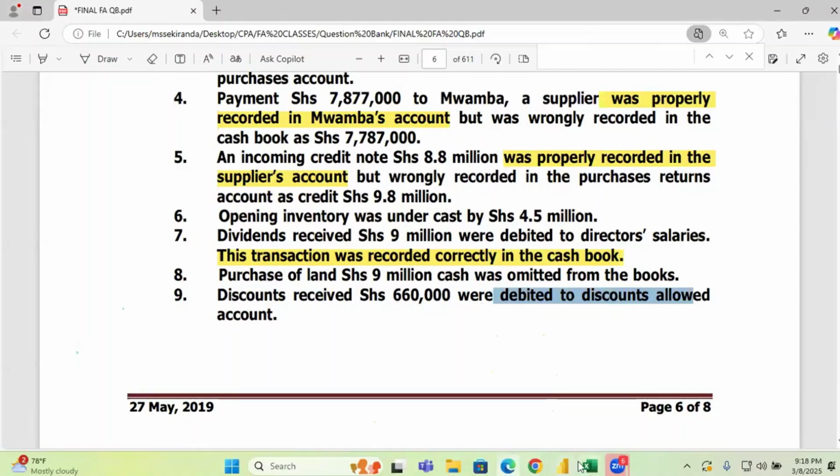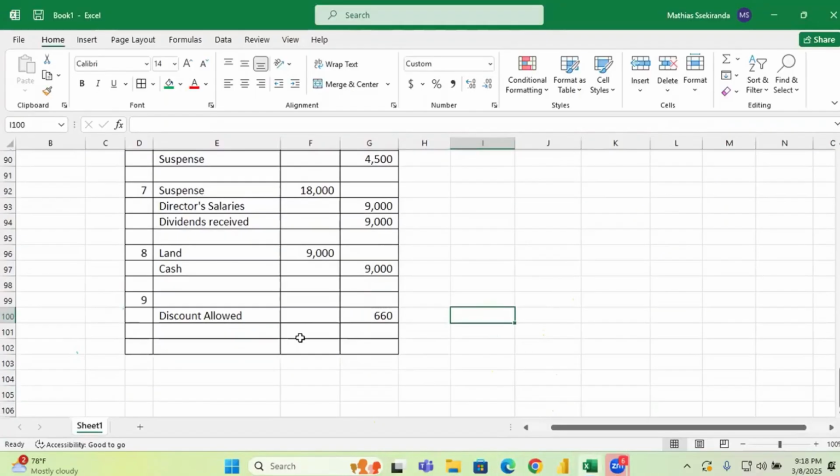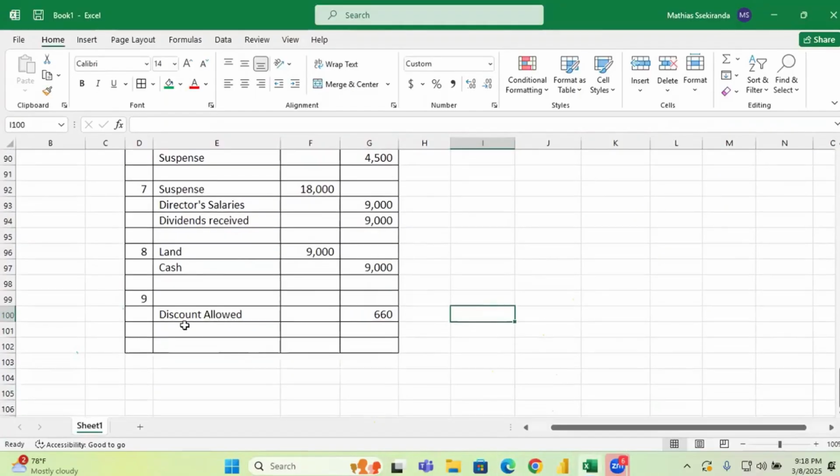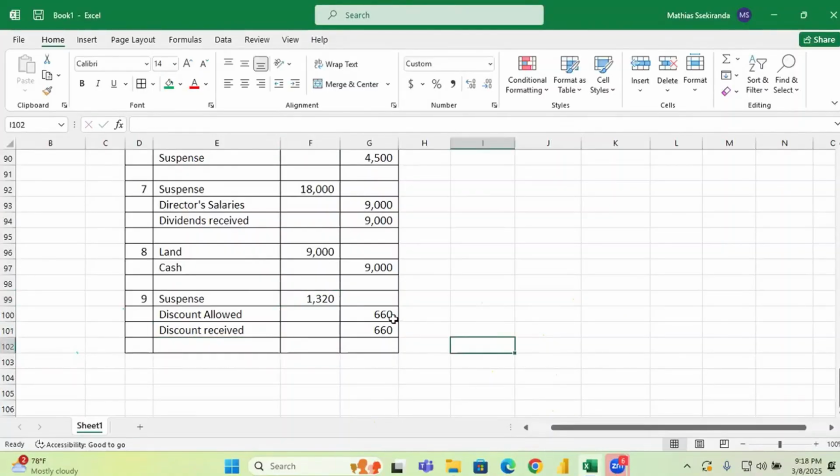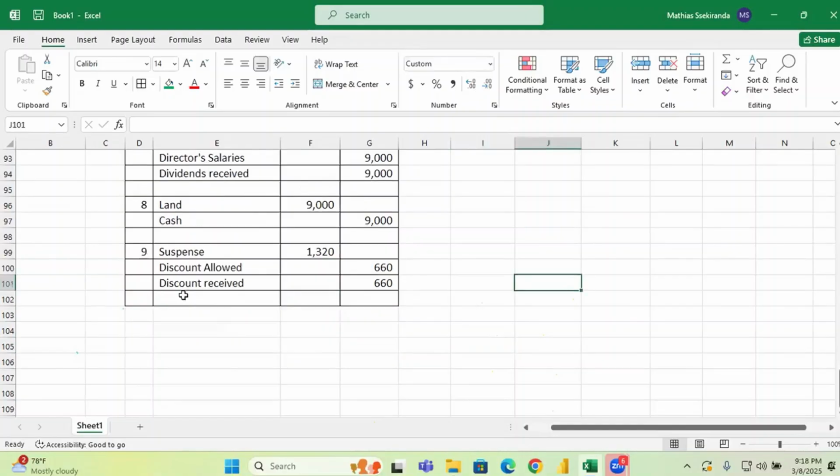Then can we now pass the right entry? Discounts received are always credited, okay? Discount received, we credit it because it is an income. Then step number 4, compare the debit and credit, and the difference goes to the suspense. The difference goes to the suspense account.